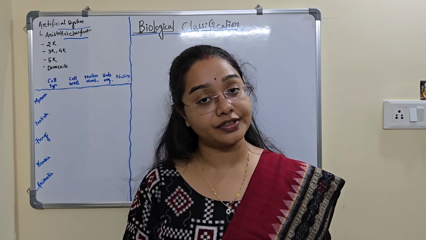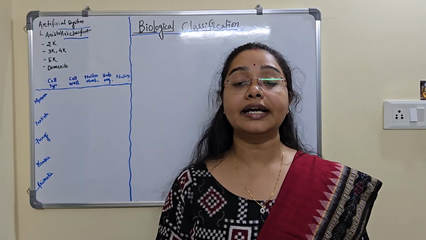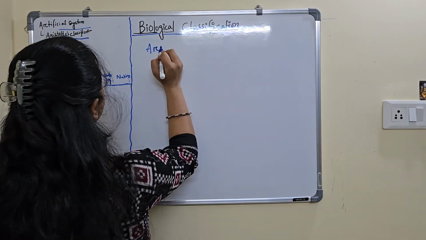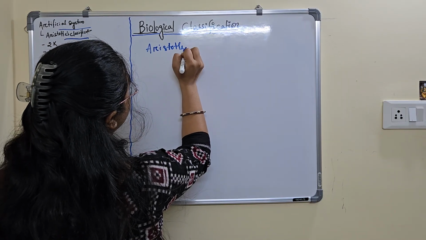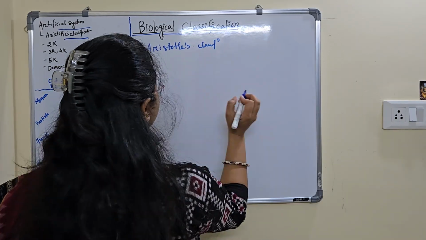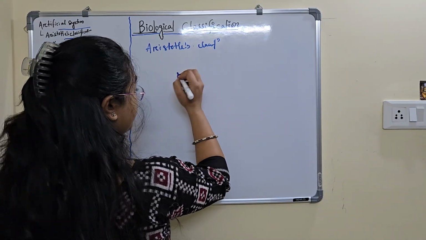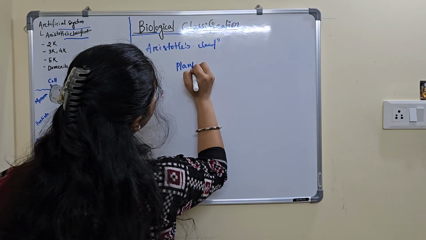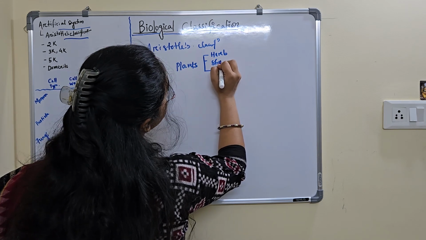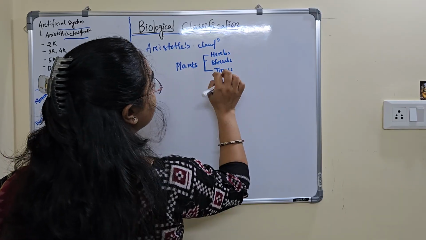Then comes Aristotle's system of classification. Aristotle's system was the very first scientific method of classification, that is also mentioned in your biology book, and this is very important from your NEET point of view. Okay, so let's talk about Aristotle's classification. Here Aristotle classified all the plants into three groups, that is herbs, shrubs and trees. You are all aware of what herbs, shrubs and trees are?